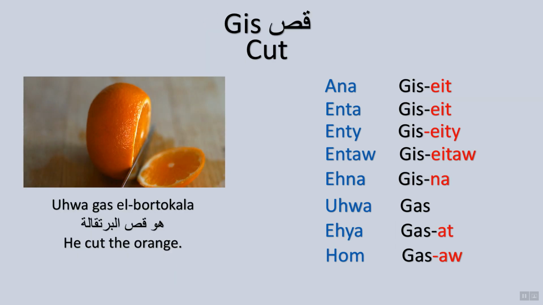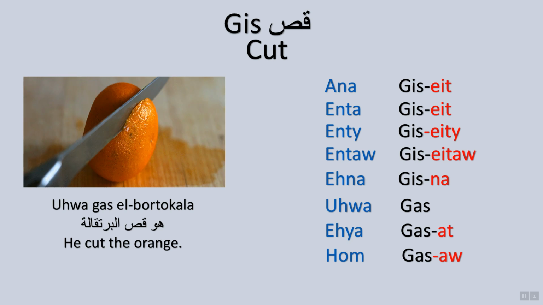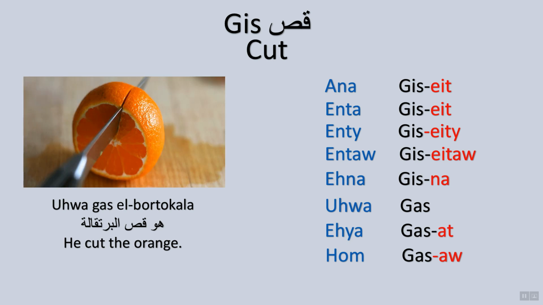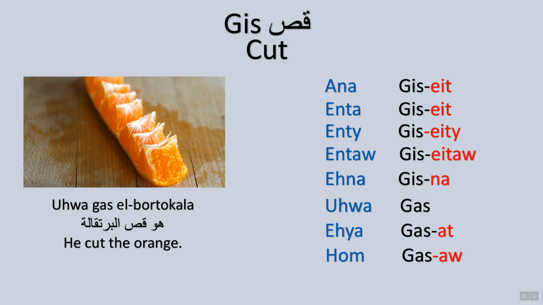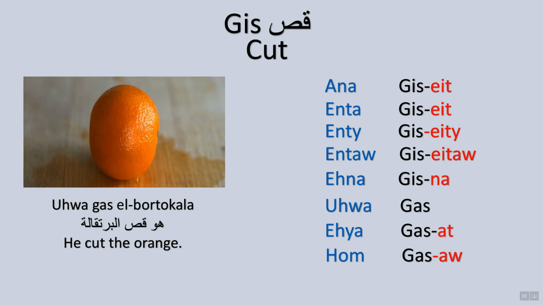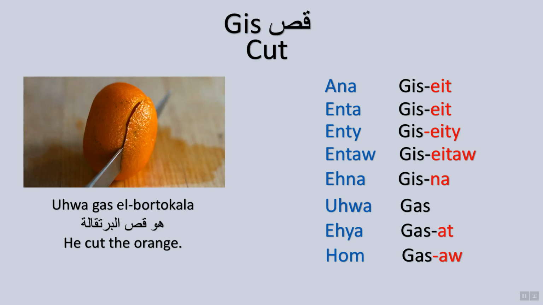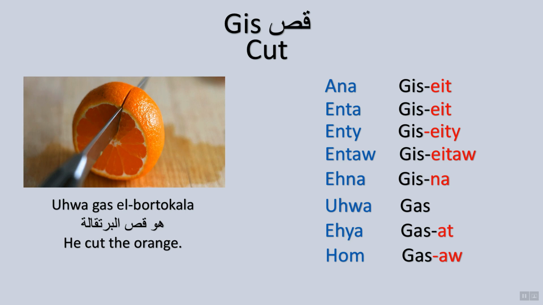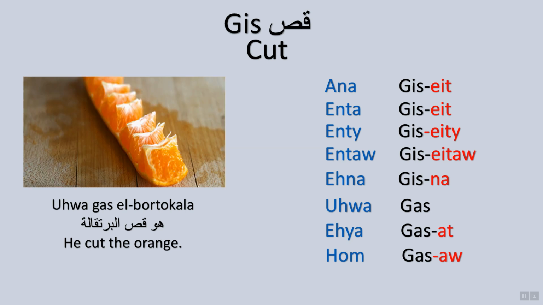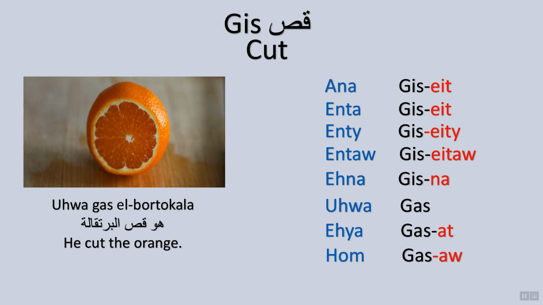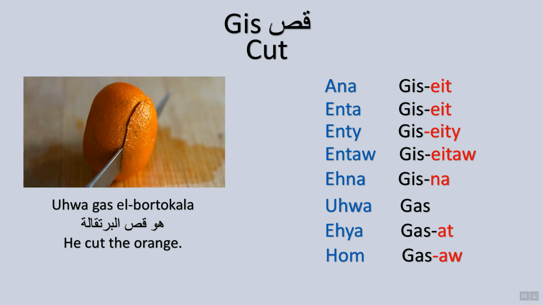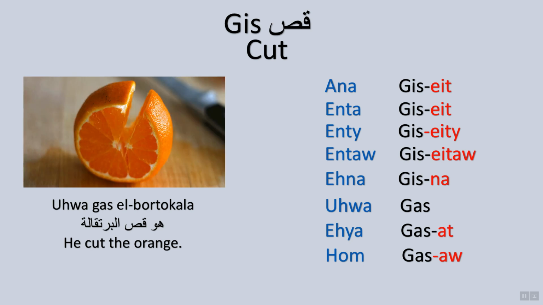All right. Another verb. Okay, so now we will see the verb to cut. قص. And the conjugation is أنا قصيت. أنت قصيت. أنتي قصيتي. أنتوا قصيتوا. إحنا قصينا. هو قص. هي قصت. هم قصوا. And then we have the example, he cut the orange in the past. وهو قص البرتقالة.